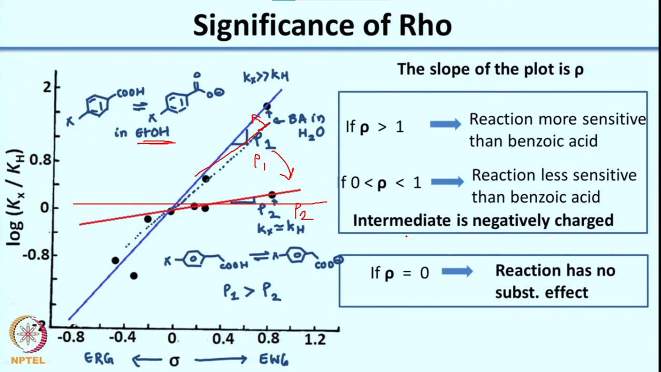Then we have discussed the significance of rho. The slope of the plot is called rho, as I told you earlier. If the rho value is greater than 1, this dotted line is showing the value 1, the above side is showing the greater value and the below side is showing the lower value. If the rho value is greater than 1, that means the reaction is more sensitive than benzoic acid. And if the rho value is less than 1, that means the reaction is less sensitive than benzoic acid. If the rho value is 0, like a straight line, that means the reaction has no substrate effect.